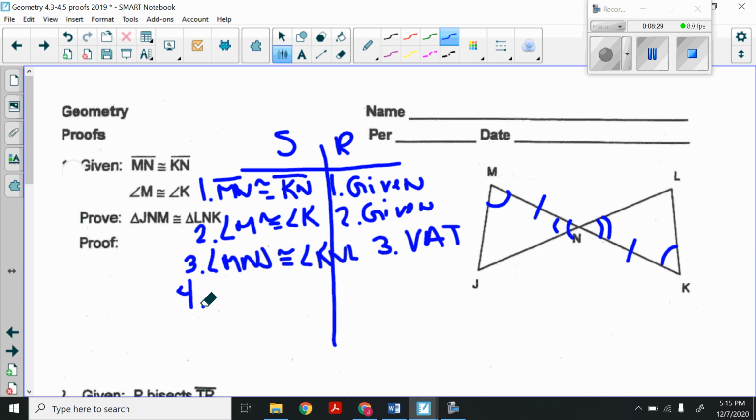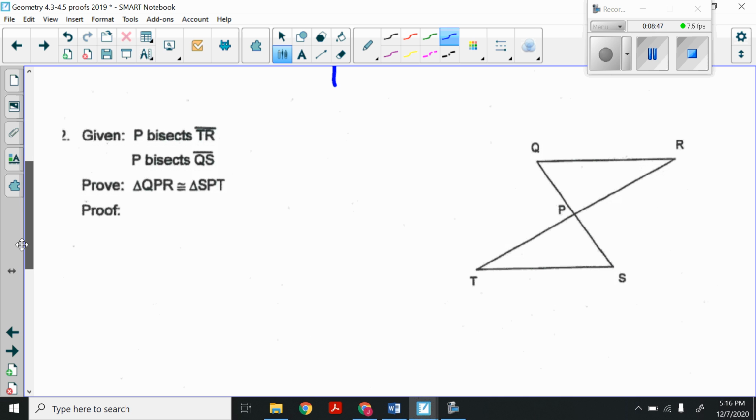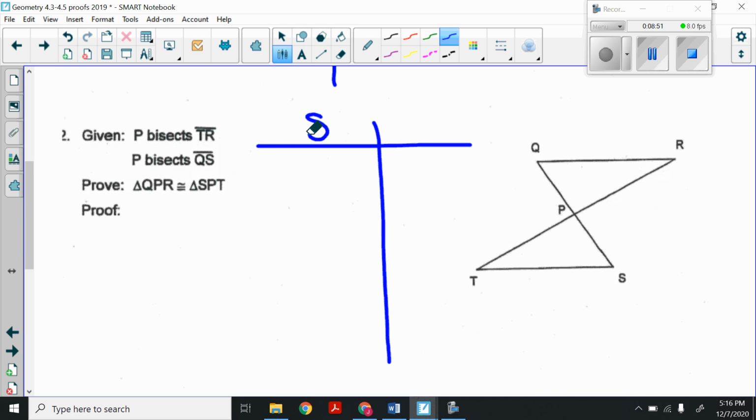Now I have three things that are congruent. So now I can say triangle JNM congruent to triangle LNK. My reason, what do I have? Angle, side, angle, ASA. All right, let's look at the second one on this page. Again, let's draw our statements and reasons.